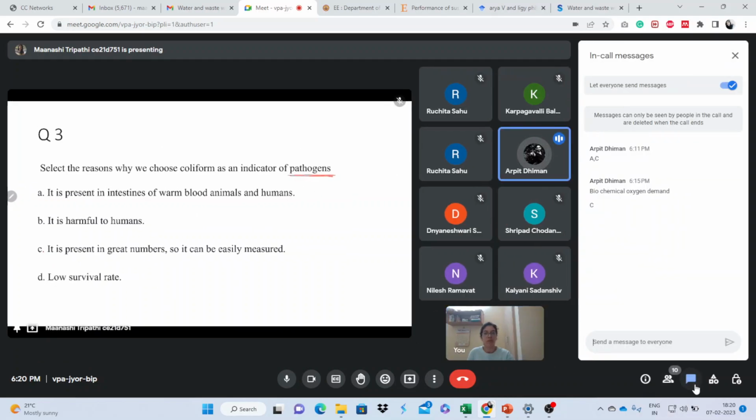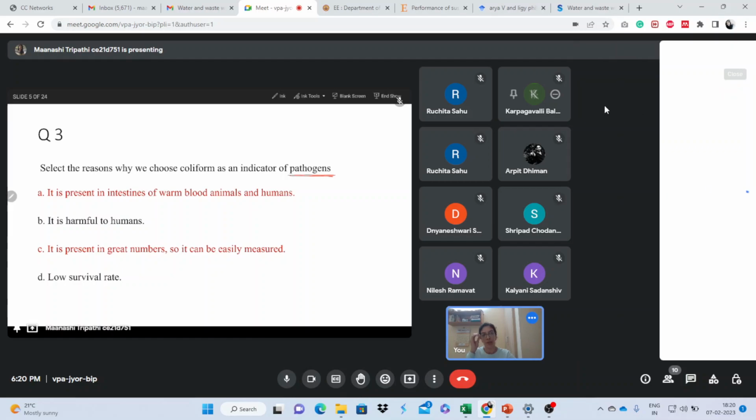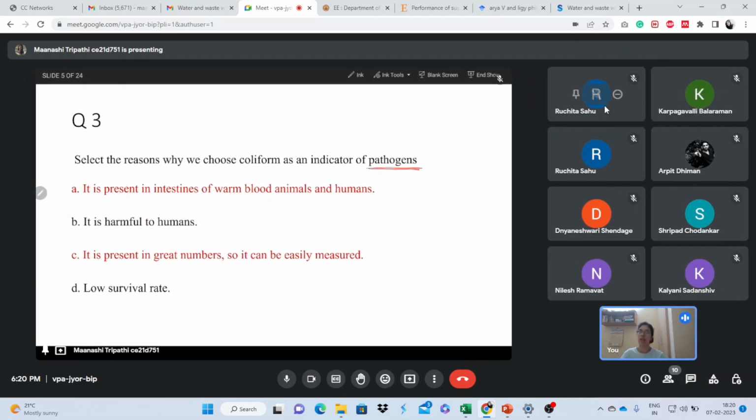Pathogens are bacteria. Disease causing bacteria, ma'am. Correct. See, first of all, I would like to tell you, if there are 1000 bacteria on a table, 999 are good bacteria. Just one bacteria will be bad. So that bad bacteria is called pathogens.